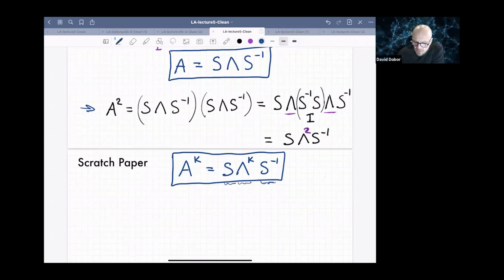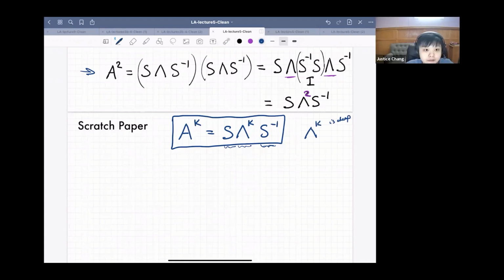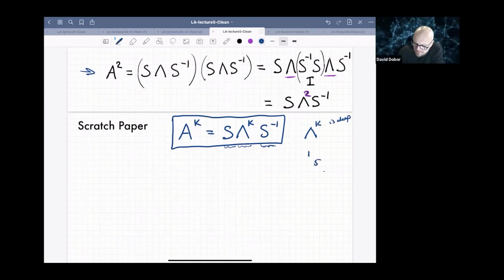Why? Because first of all, all you have to do is multiply these three matrices, and compute lambda to the k. Why is computing lambda to the k cheap? Why is it cheap to compute? It's a diagonal matrix. It's a matrix like this. So what's the 20th power of this matrix?